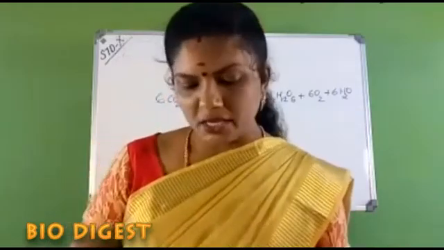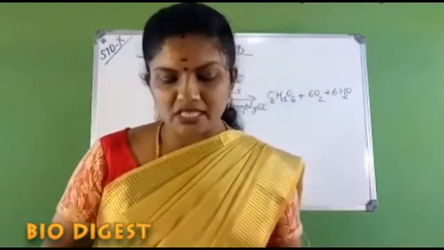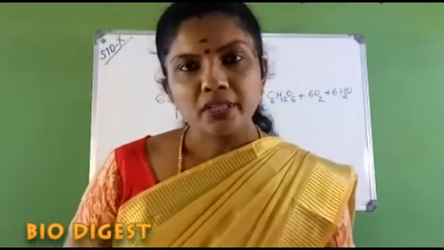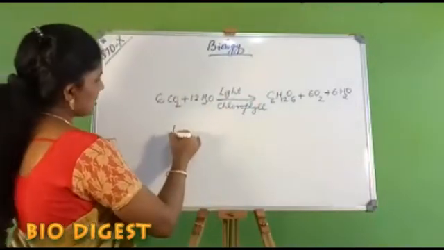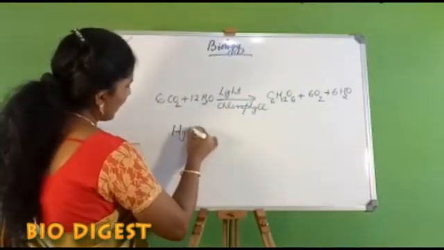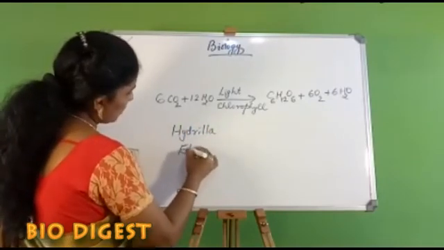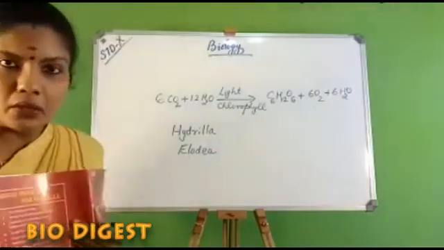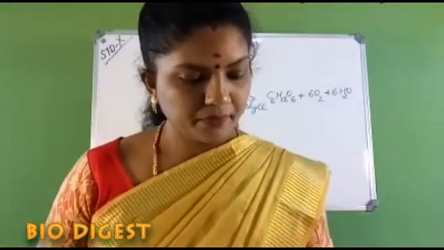Now, next question. Give an example of a water plant that can be used in the above experiment. I told you there are 2 water plants. Okay? Either you can write the water plant's name as Hydrilla. Otherwise, the next water plant that can be used is Elodea. Okay? So this is the example of a water plant.